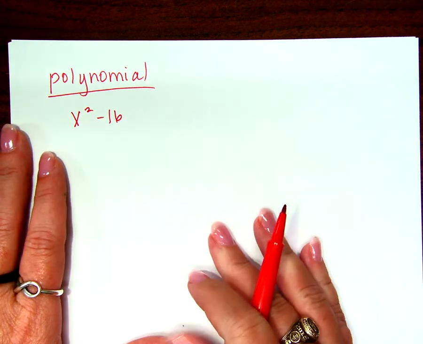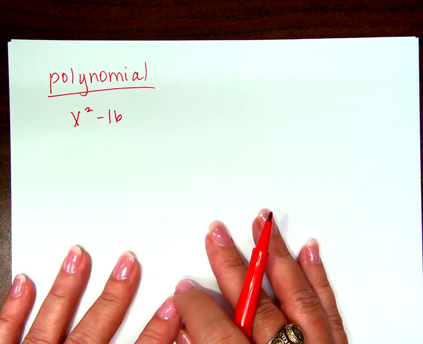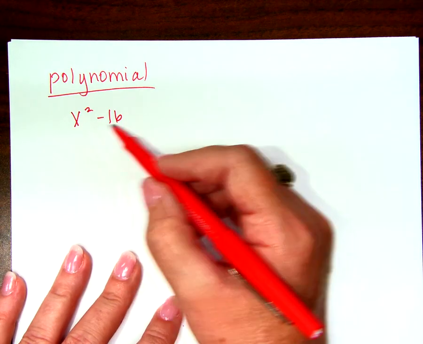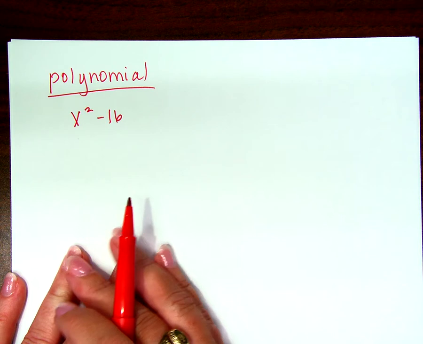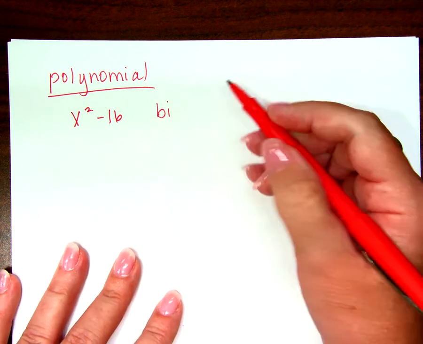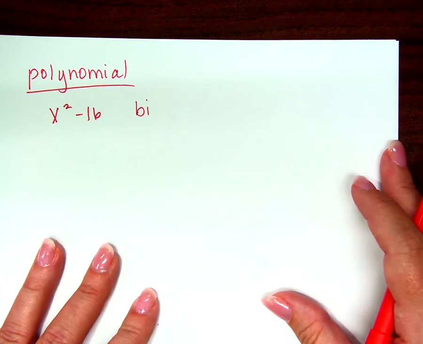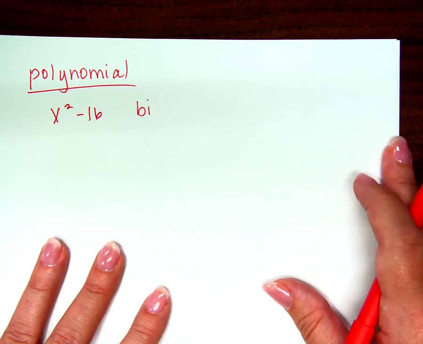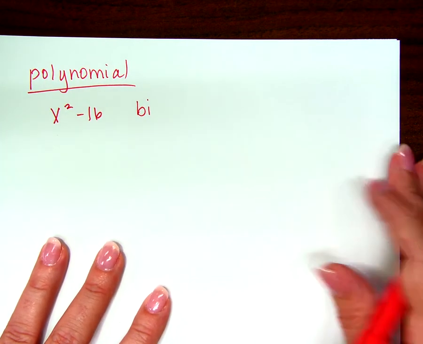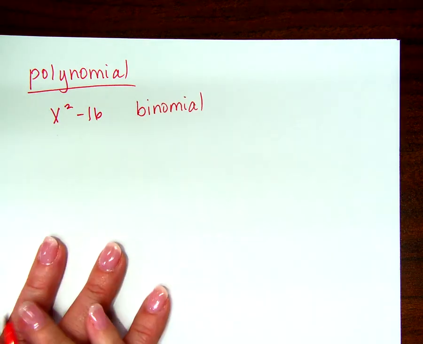For example, what specific name do you think this polynomial has? Well, how many terms are there? 2. So what do you think it might be called? Binomial. A double nomial is close, but it's not quite right. A deuce nomial, which is what they guessed last period, also close, but not quite right. Binomial.